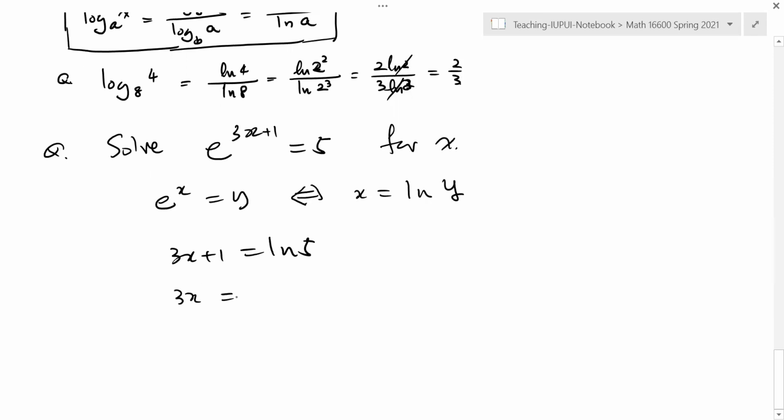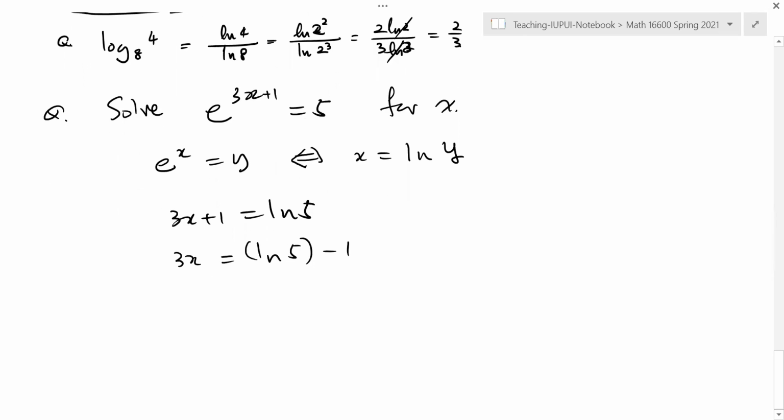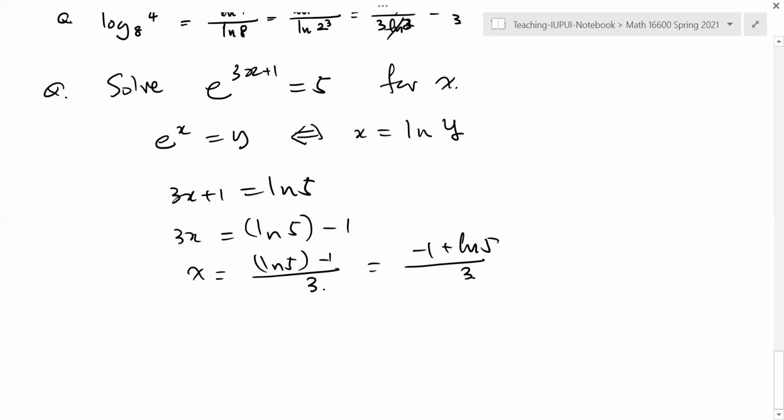And 3x equals... how to express, how to move 1 to the right hand side. Don't write it like 3, 5 minus 1, so that it looks like 5 minus 1 is inside the natural log. If you have to write it this way, you have to put parentheses around the 5, so make sure it's separate. Then x is going to be natural log of 5 minus 1 divided by 3. If you write it in this form, there's no need to put parentheses around the natural log of 5. That's how to avoid making mistakes.